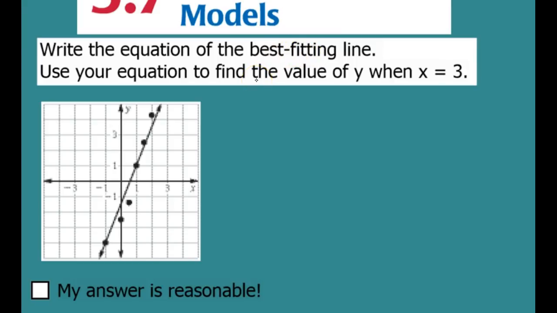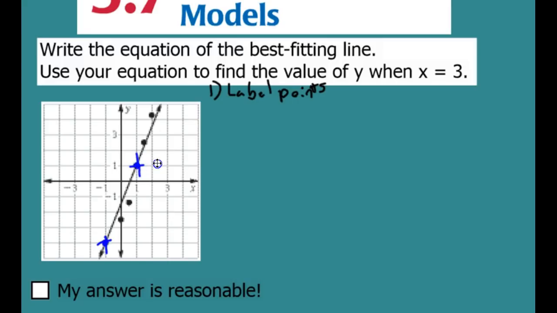So what we need to do first is, step 1, label our points. We need to find two good points on our best fit line where the line is going through. It looks like we have one here and we have one here. Both of these points are at an intersection of our graph, so we can say that these two are good points.